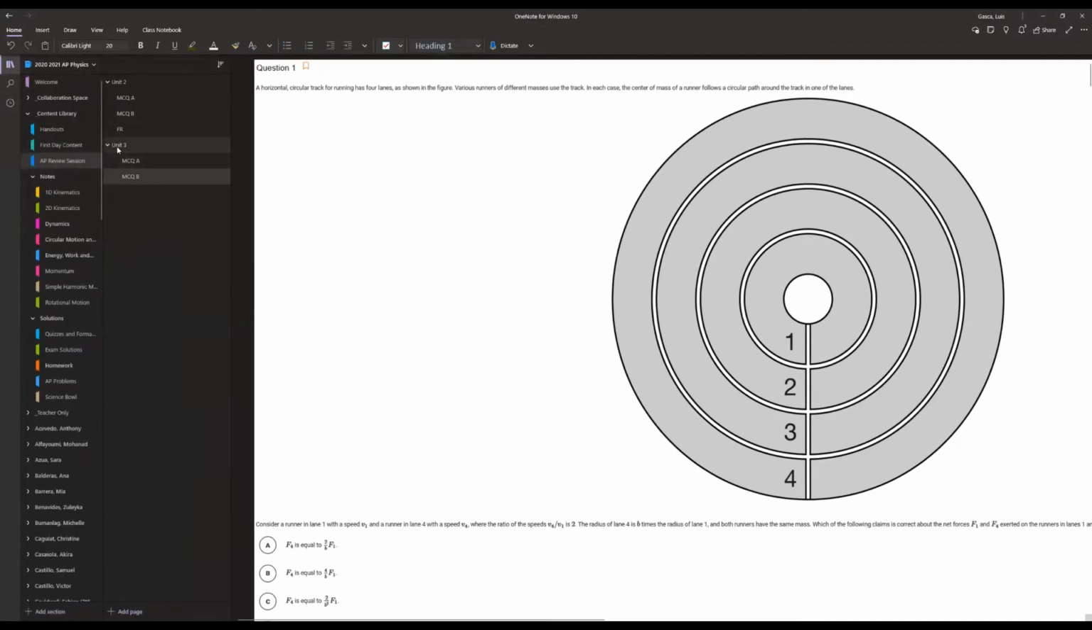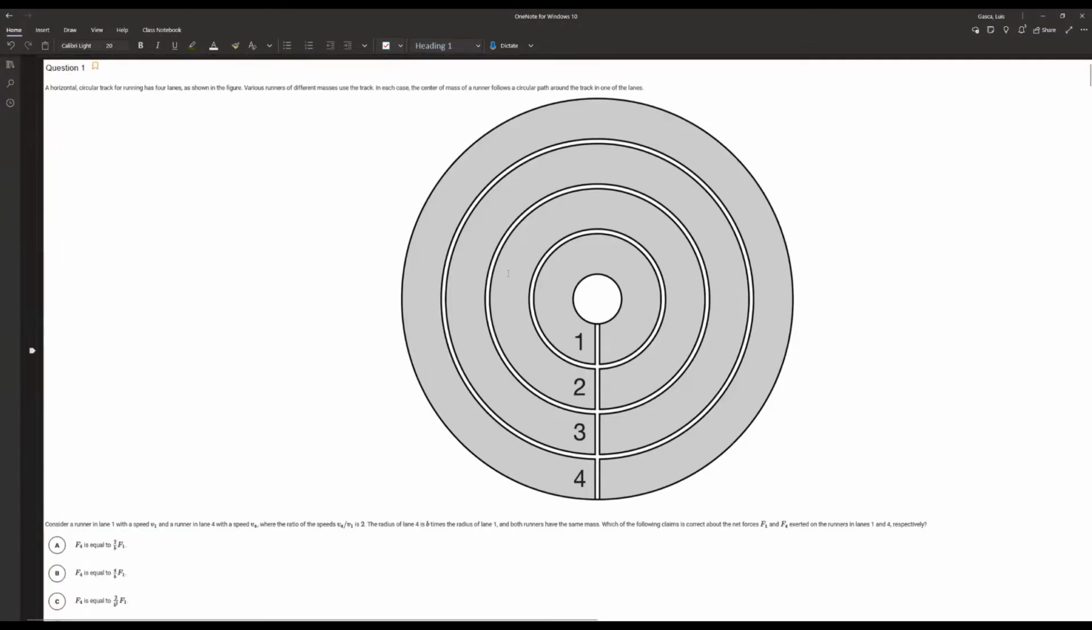And today we're going to be going over Unit 3's multiple choice question set B. In Unit 3 we talk about centripetal force and circular motion. Uniform circular motion means a constant speed around the circular path, and the radius generally does not change. So here's going to be our first question.